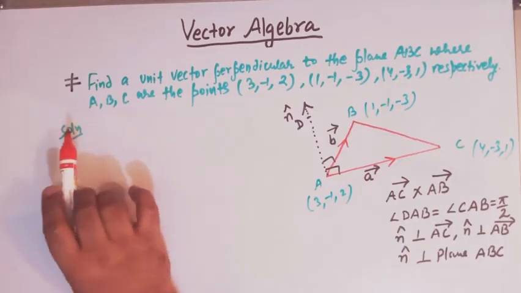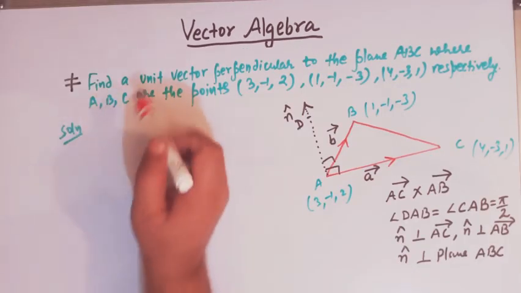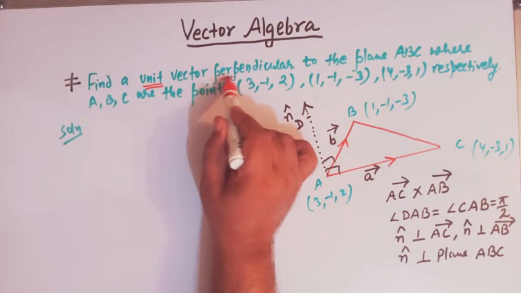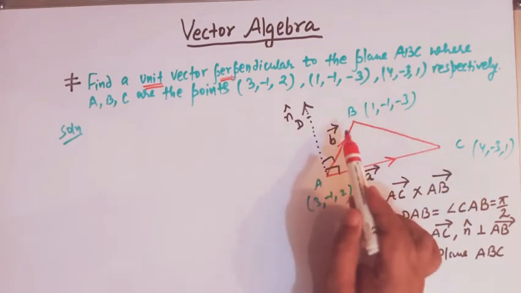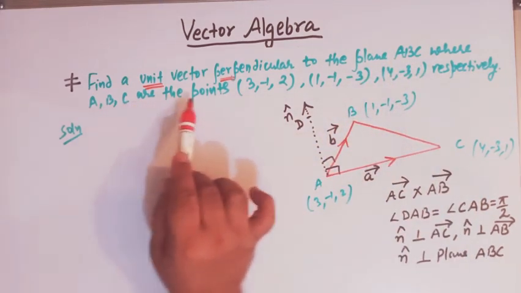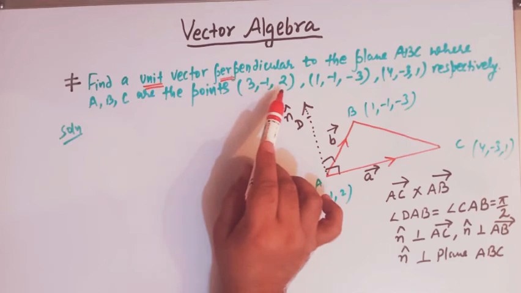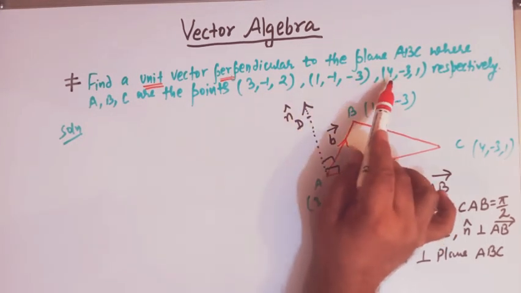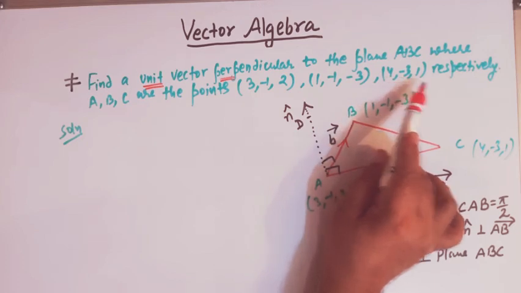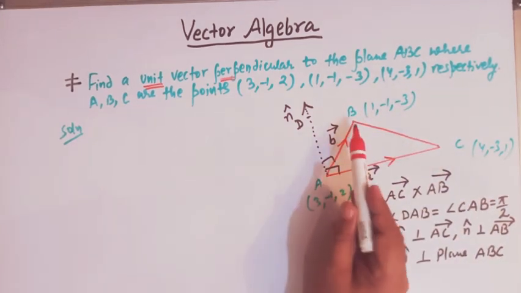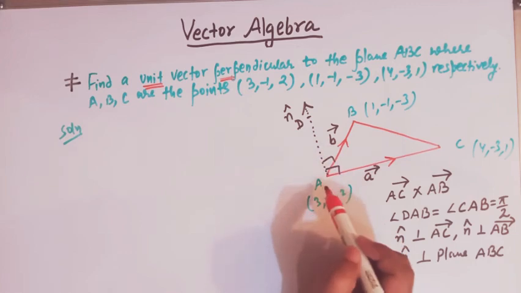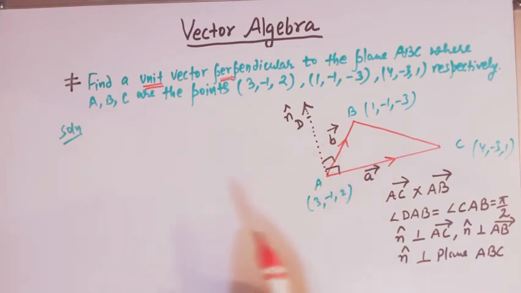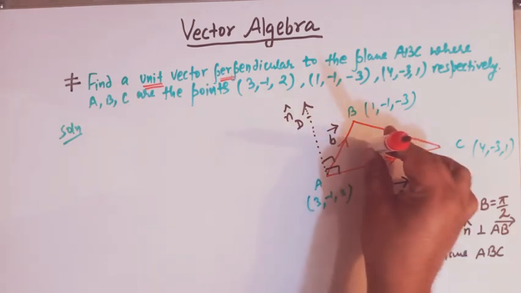Now let us consider an important problem. Find a unit vector perpendicular to the plane ABC, where A, B, C are the points (3, -1, 2), (1, -1, -3) and (4, -3, 1) respectively. So here we are given 3 points, and we have to find a unit vector that is perpendicular to the plane.